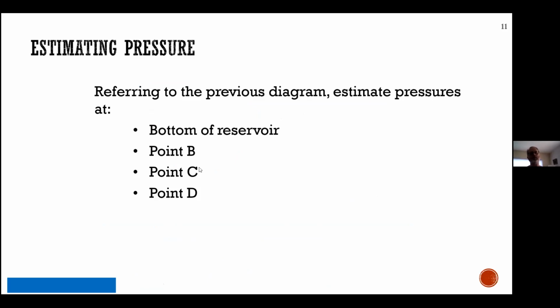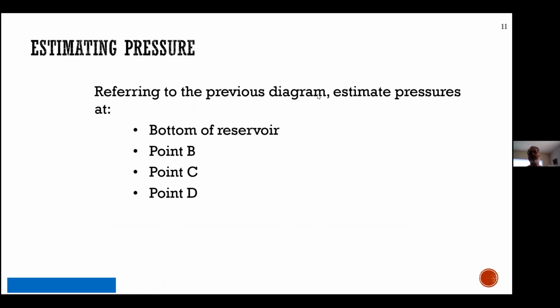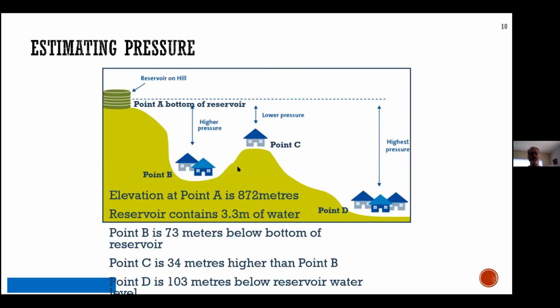So basically, the question, what are the estimated pressures at the bottom of the reservoir, point B, C, and D? So B, C, and D. They've given us enough information to solve, right? We've got point A is 872 meters. Now this would be above sea level. The reservoir contains 3.3, so that would add 3.3 to that, right, to get to this line here. And now we look at the different elevations from each point.